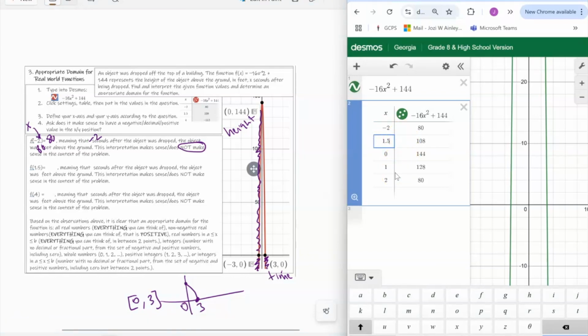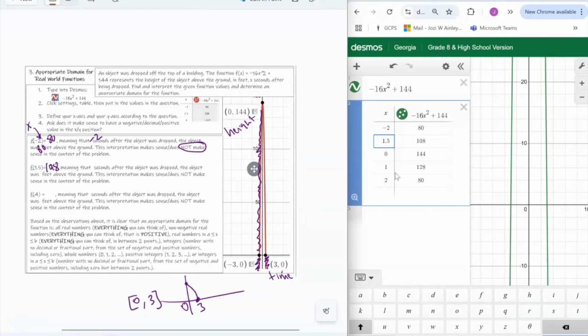So we are saying f of 1.5 is 108. All right, meaning that 1.5 seconds after the object was dropped, the object was 108 feet from the ground. Does that make sense? After 1.5 seconds, the object's 108. Sure, because I can have half a second. So this makes sense.